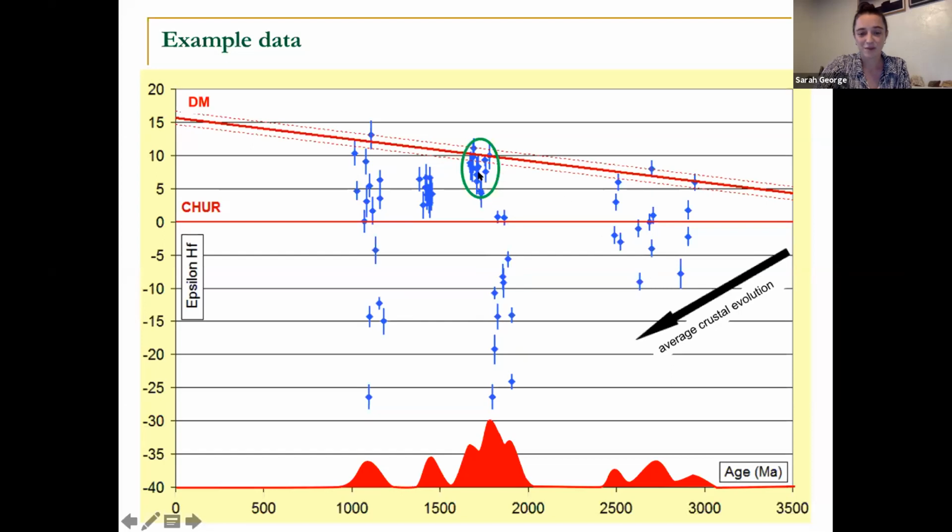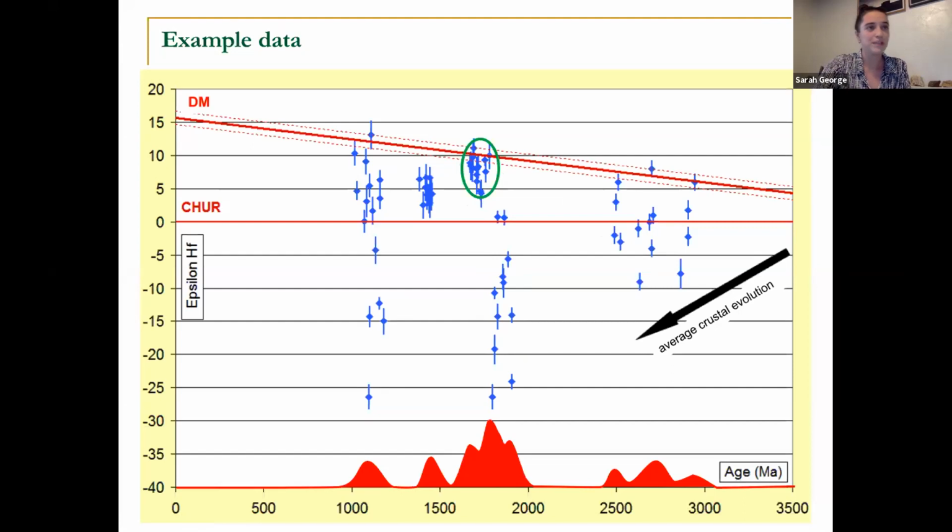Okay, so if we come up to maybe 1.7 Ga, all of a sudden we're sitting on depleted mantle. So here's a case where it might be appropriate to use depleted mantle extraction ages, because you're actually living on depleted mantle. So we can probably say that there's some sort of juvenile arc magmatism going on at this time, which is pretty compatible with kind of the North American history.